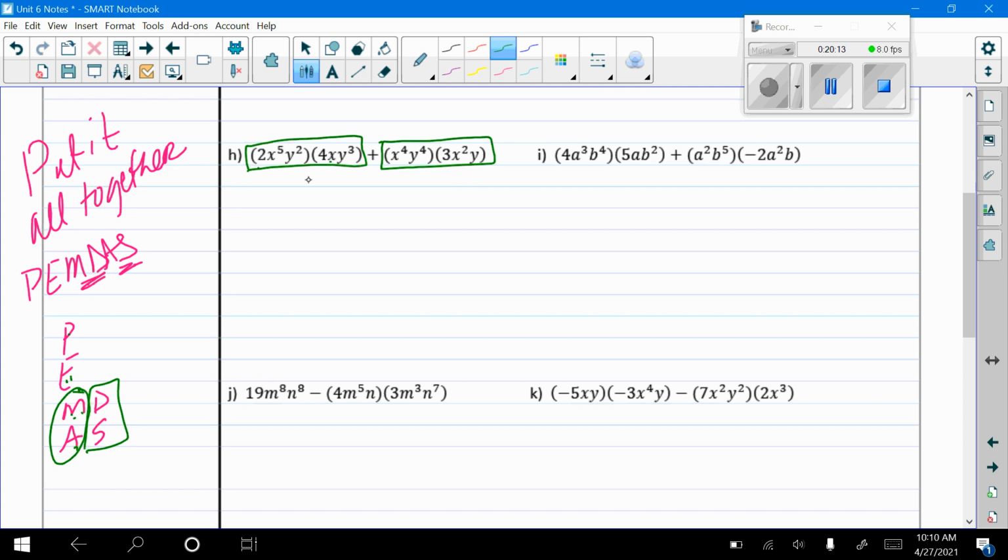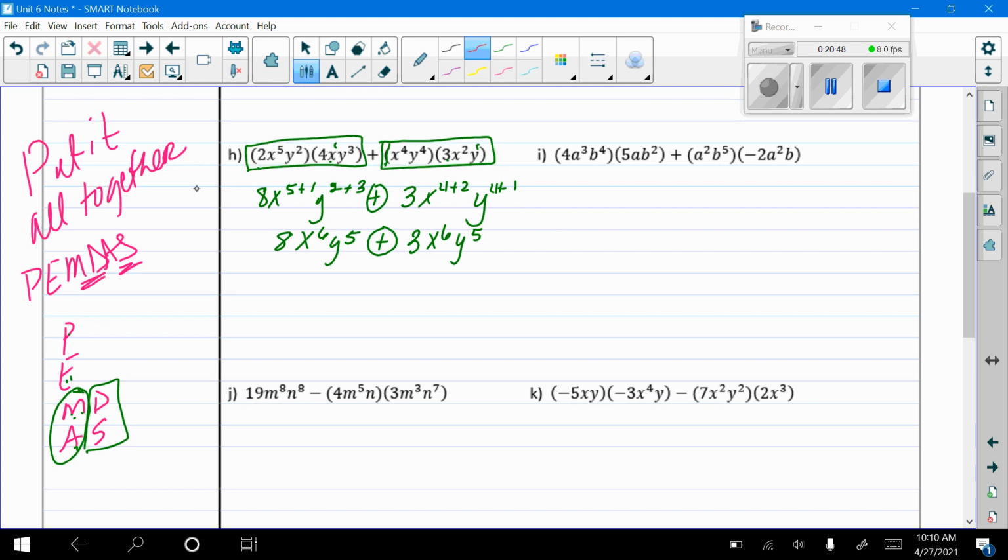So 2 times 4 is 8. And I've got x to the 5 plus 1, because that's a 1, and a y to the 2 plus 3. So this gives me 8x to the 6th, y to the 5th. And then plus. Over here, I have, this is a 1, so 3 times 1 is 3. X to the 4 plus 2, and y to the 4 plus 1. So I get 3, x to the 6th, y to the 5th. So at this point, I did the product rule.